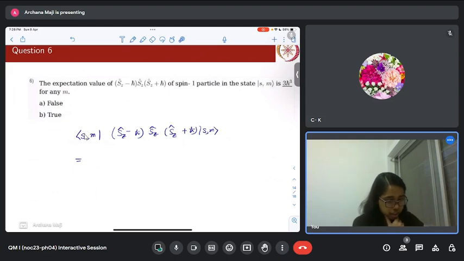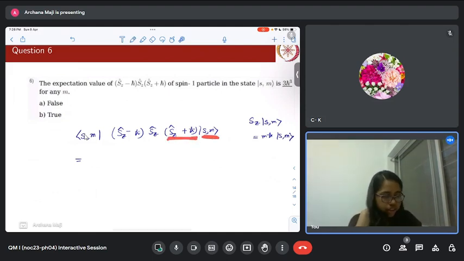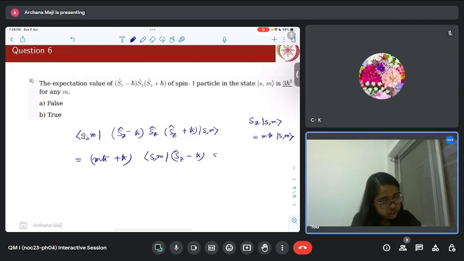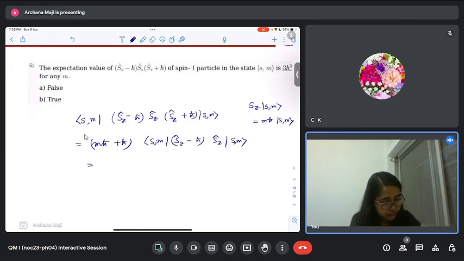The S operator acting on the state S, M gives M h cross times that state. Okay, so when this operator acts on this state, we get M h cross plus h cross z minus h cross z. Now again when z acts on S, M, I will get again M h cross.